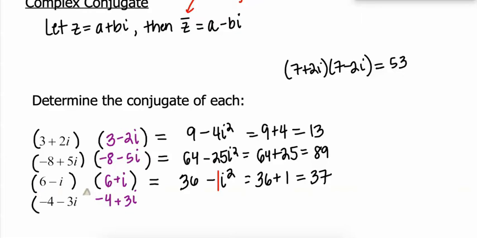Our last pair of conjugates we're going to multiply together. Negative 4 minus 3i times negative 4 plus 3i. Negative 4 times negative 4 is positive 16. The outer is negative 12i. The inner is positive 12i. And the last is negative 9i squared. That becomes 16 plus 9, which is 25.